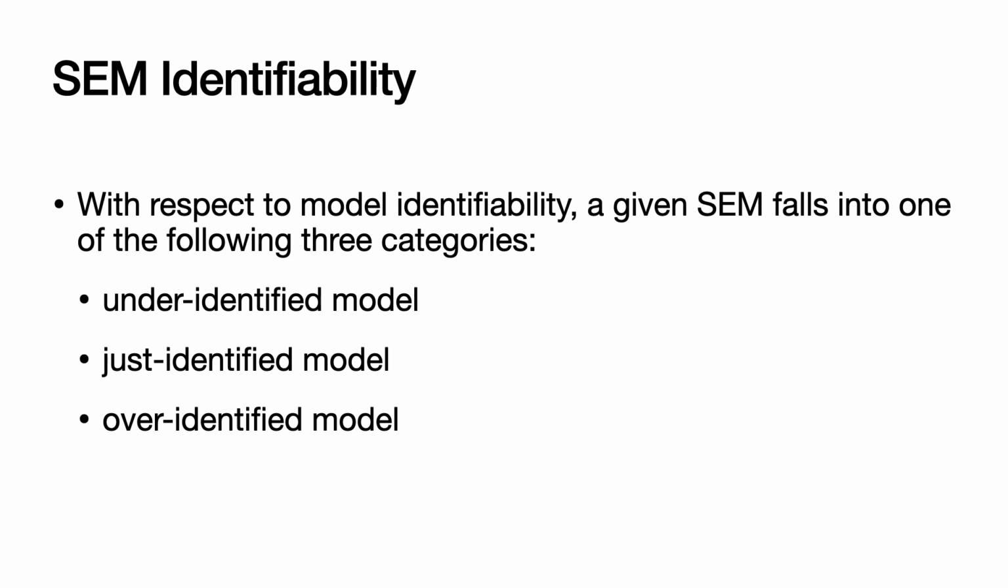Now, with respect to model identifiability, a given SEM falls into one of the following three categories, and this terminology is coming from the SEM literature: an under-identified model, a just-identified model, and an over-identified model. So every SEM falls into one of those three categories.